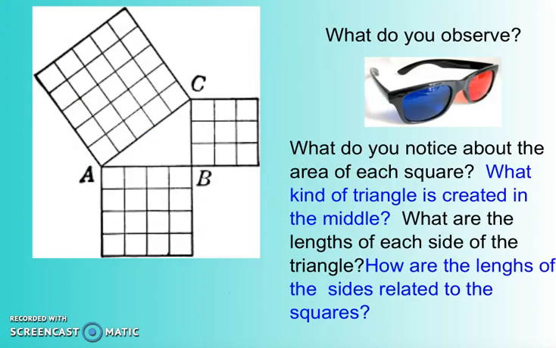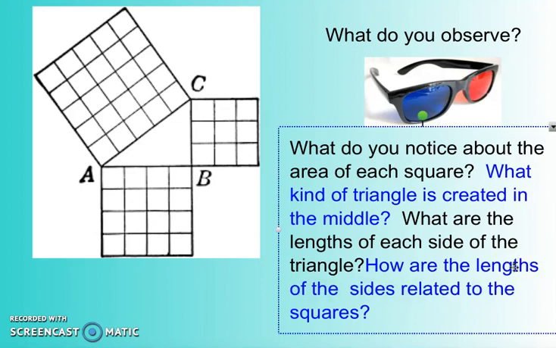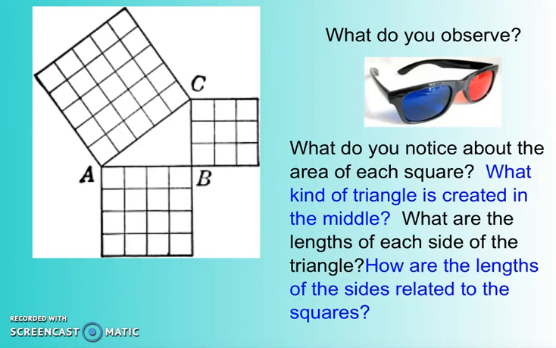What I want you to look at is, I want you to make some observations about this diagram. First of all, what do you notice about the areas of the squares? How about the triangle in the middle? What are the lengths of each side of the triangle? And how are the lengths of the sides related to the squares? Okay, and so let's start off with just the first question. What's the area in every square?